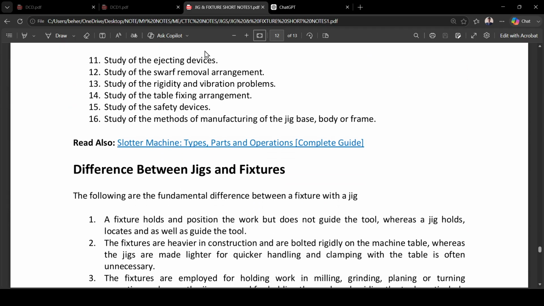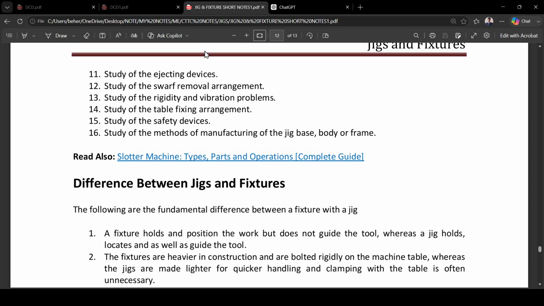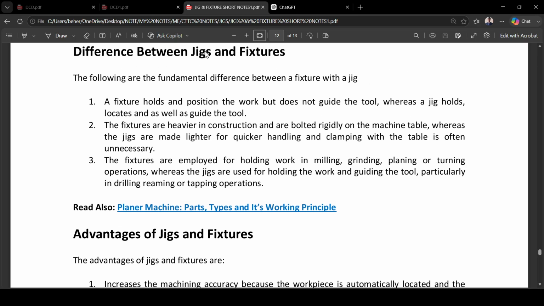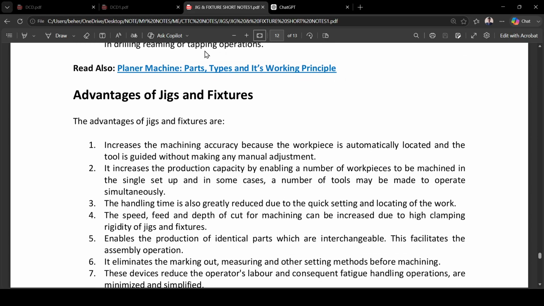Then the difference between jigs and fixtures. You can just read about all these things. Then you can understand the difference between jigs and fixtures, and the advantages of jigs and fixtures.